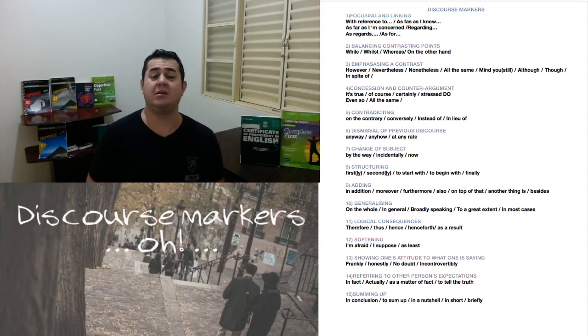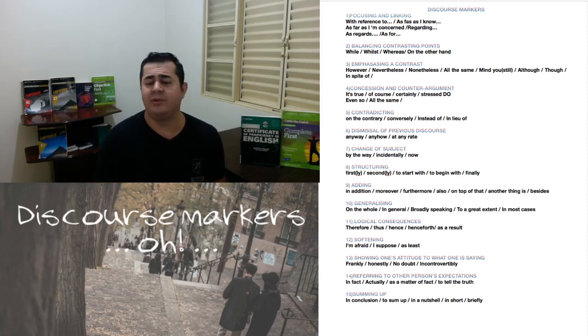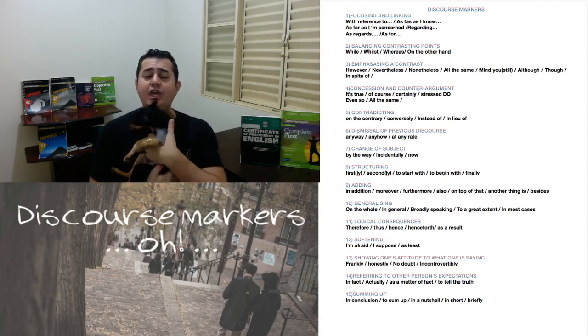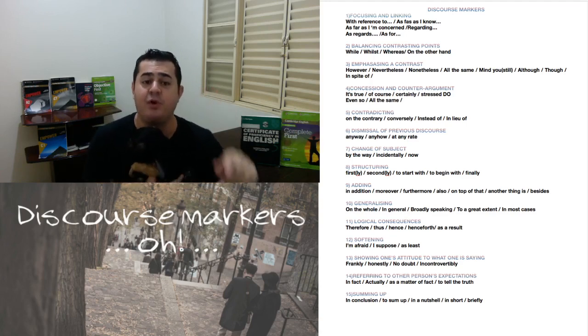Basically, they are all synonyms. They are all acquainted with each other. They are familiar to each other, all right? So in Portuguese, when we use however, nevertheless, nonetheless, all the same, we are saying basically porém, todavia, entretanto, contudo. They're all from the same family. Usually we use those discourse markers after periods and before commas.